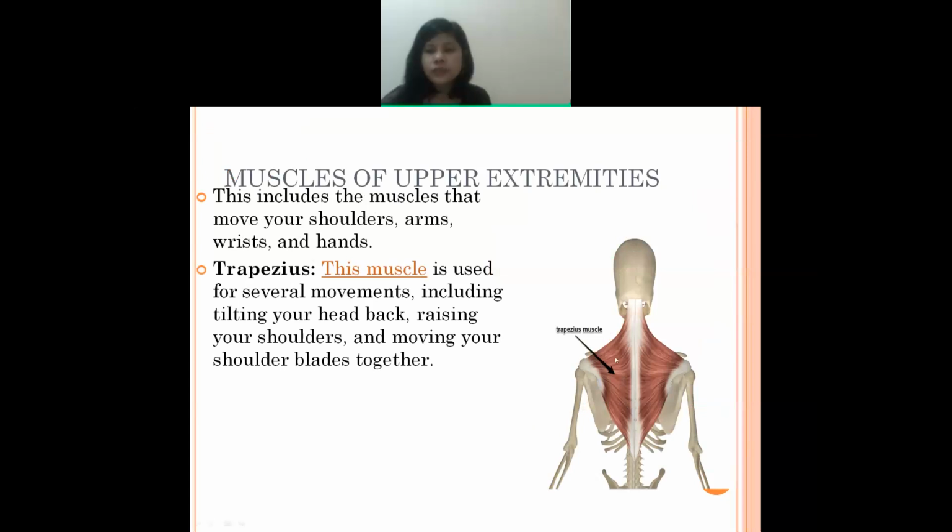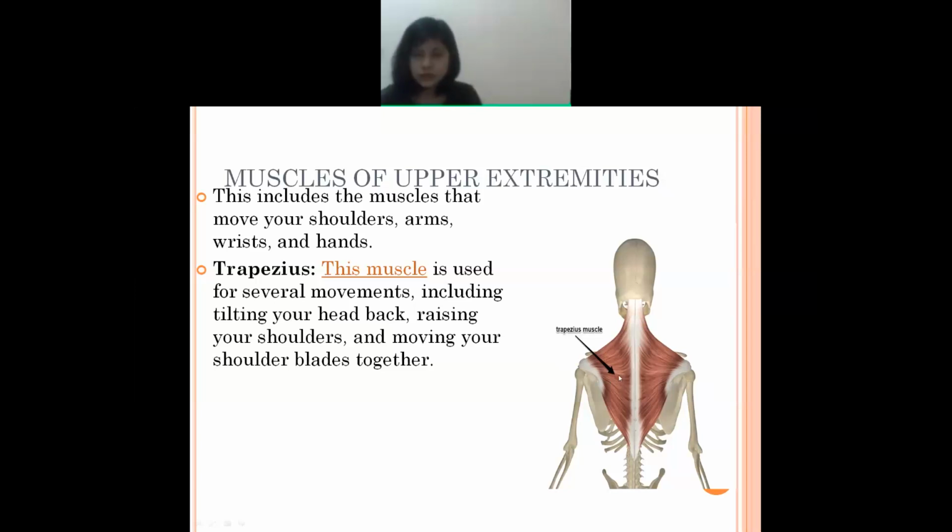Okay, next is muscles of the upper extremities. It includes your shoulders, your arms, your wrist, and your hands. Whatever is upside, understand? Shoulders, arms, wrist, and hands. All those have muscles. First is the trapezius muscle here, on the back side. So it is somewhere near the shoulder.